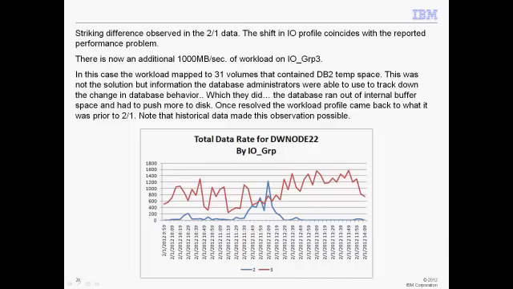The database ran out of internal buffer space and had to push more to disk. Once resolved, the workload profile came back to what it was prior to 2-1. Note that this historical data made this observation possible. Without it, the database administrators would still be pointing at the disk subsystem as the problem.